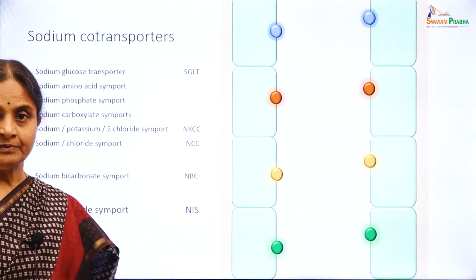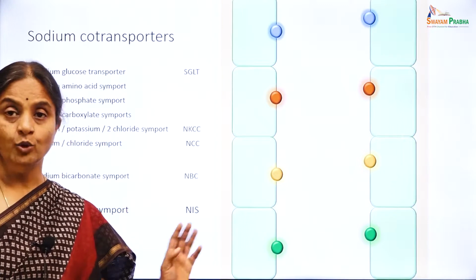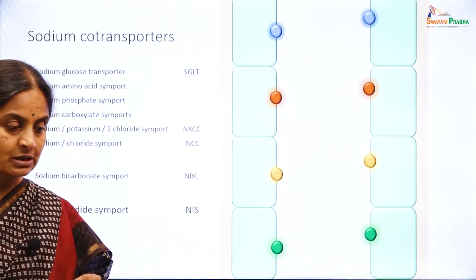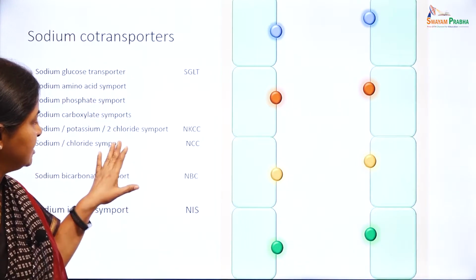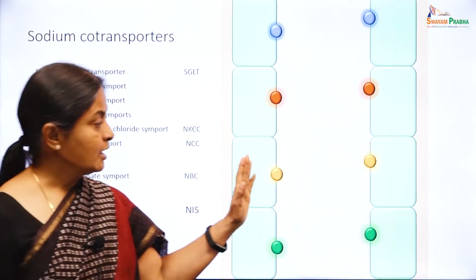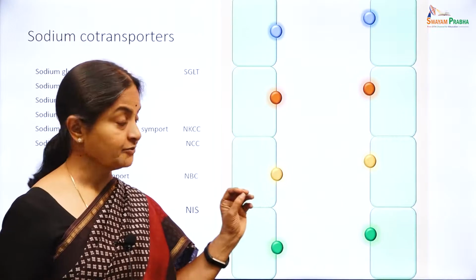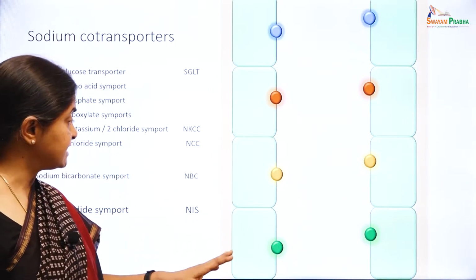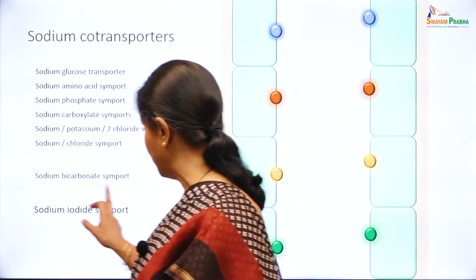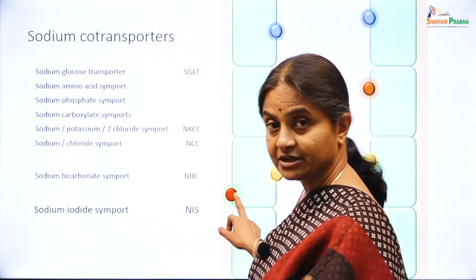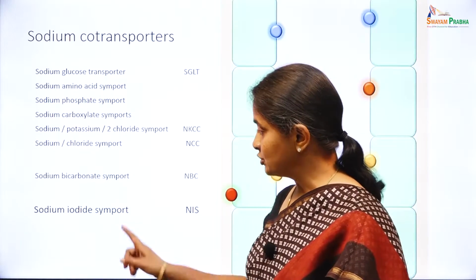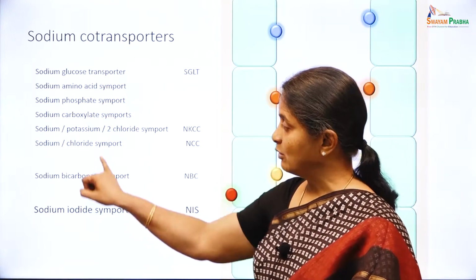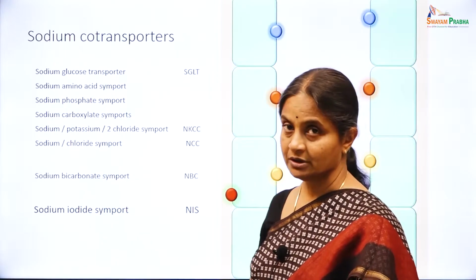We will now consider sodium co-transporters, an overview first, and then we will look at some information about each of these transporters. All these sodium co-transporters are found in the renal epithelia, all of them, in the luminal border of the renal epithelia. The exception is the sodium bicarbonate symport, which is found on the basolateral border of the renal epithelium. The sodium iodide symport is found in the thyroid gland. Let us look at specific locations of these transporters along the nephron first.